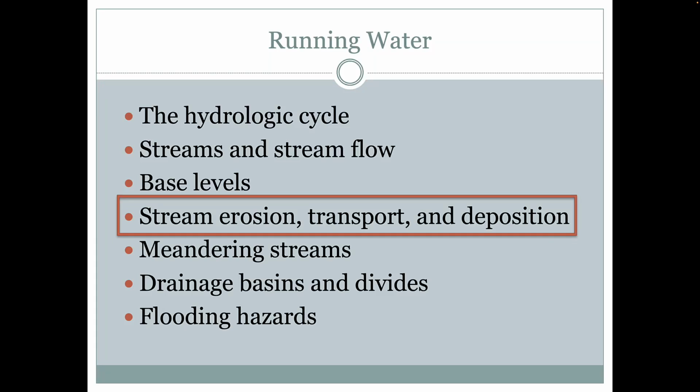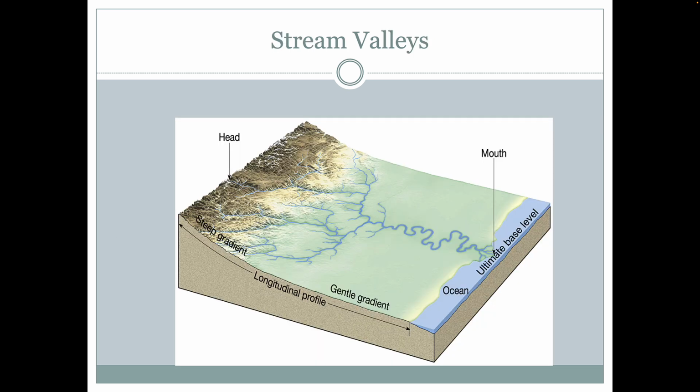To talk about stream erosion, transport, and deposition, let's start by talking about the two basic types of stream valleys that we can have. The V-shaped valleys that we find associated with streams are usually in the higher elevations. They're the areas where the streams are just cutting straight downward because they have so much energy. They have a steep gradient, which means the water is flowing more quickly, and they have a lot of energy for just cutting down. And the other type are wide valleys, which we find closer to ultimate base level.